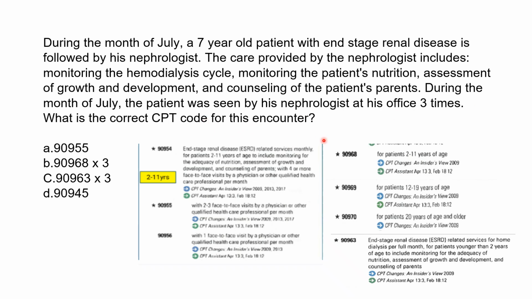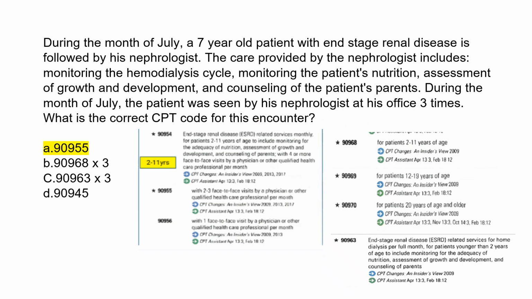What is the correct CPT code? First of all, it is a hemodialysis. Secondly, there is a complete assessment, because all of this, the monitoring of the cycle, patient nutrition, assessment of the growth and development, comes under complete assessment. So the complete assessment is done for the patient. What is the setting? It is office, so it is outpatient, and it is an ESRD patient with 3 face-to-face visits. So you have all your data, put that data and tell me the answer.